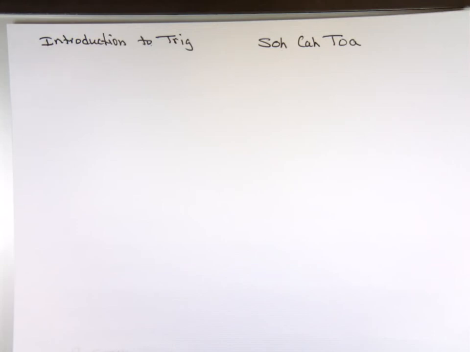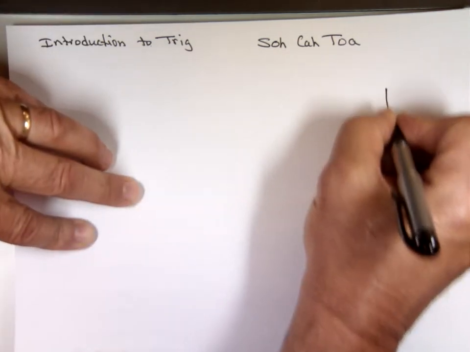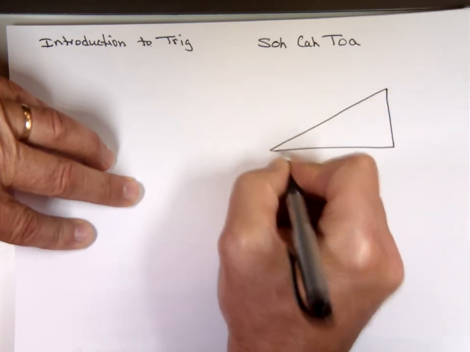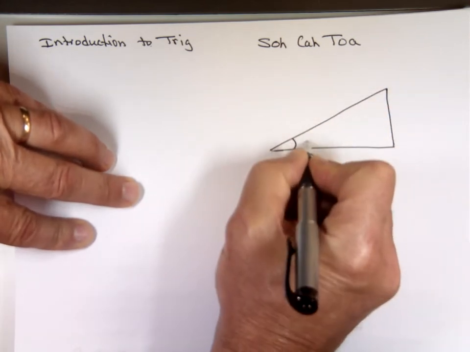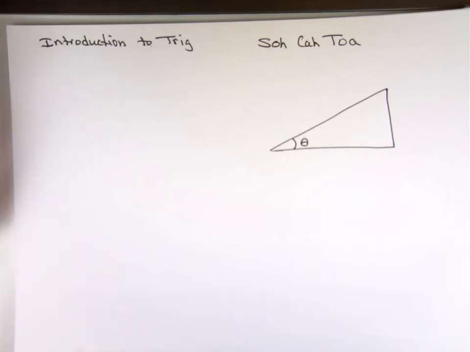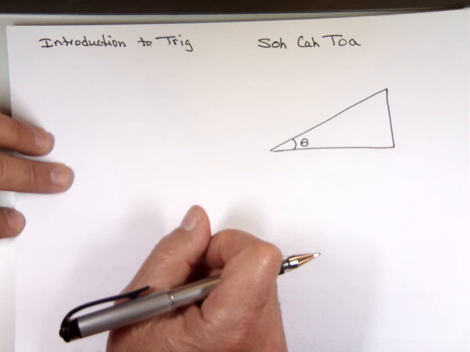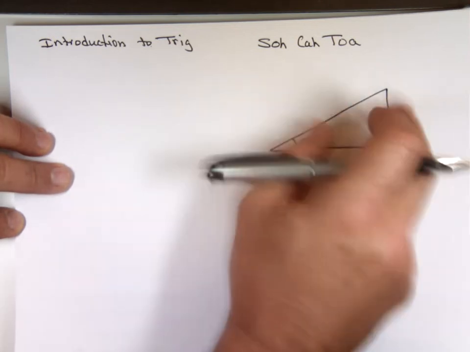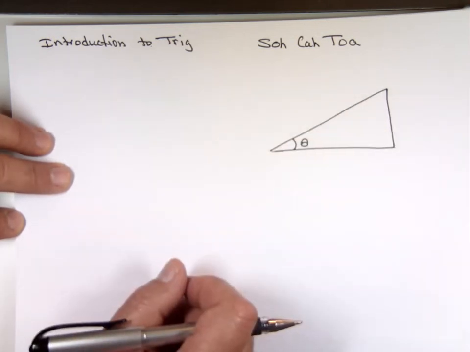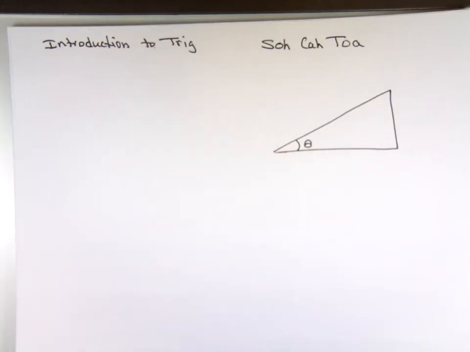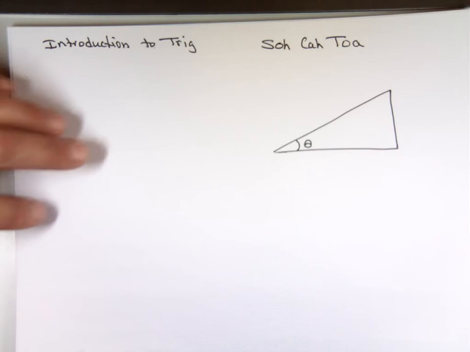But if you have a right triangle, let's draw one. There's my triangle. Let's call this angle theta. We have three sides to this triangle. This is the only side that's not touching the angle. See it? That's the opposite.